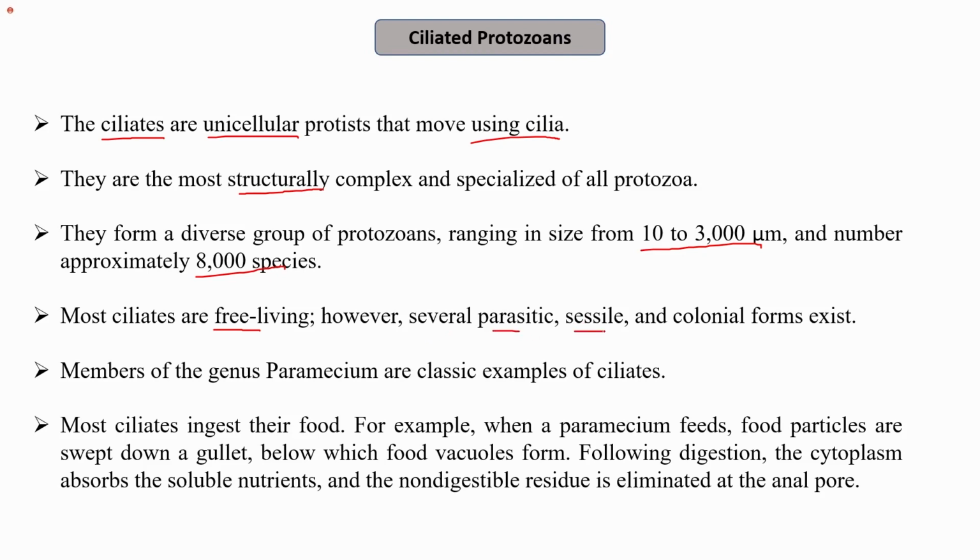Sessile means they are attached to some other organism, and or they may be colonial. Members of the genus Paramecium are classical examples of the ciliates. Most ciliates ingest their food. For example, when a Paramecium feeds, food particles are swept down to a gullet, below which the food vacuoles form. Following digestion, the cytoplasm absorbs the soluble nutrients and the non-digestible part is eliminated at the anal pore.